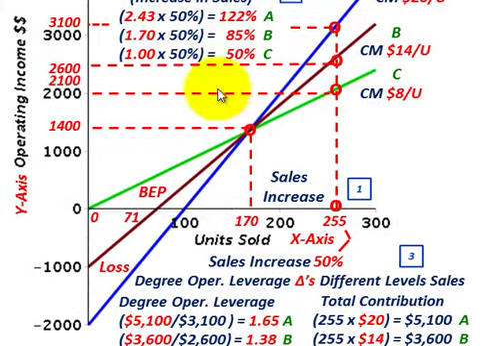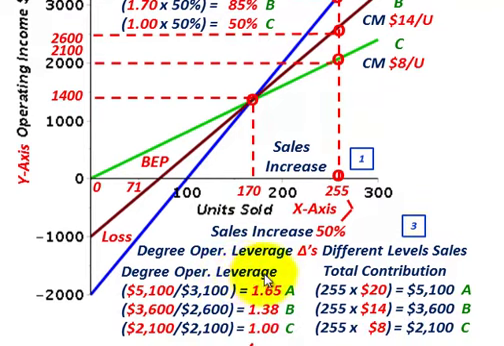And just compare it to what we had before. We were sitting at 2.43 for alternative A. But by looking at it based on our new sales, or the change in our sales, we're coming up with a different degree of operating leverage.